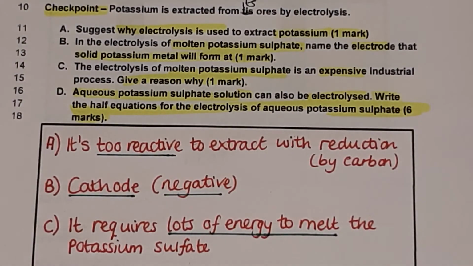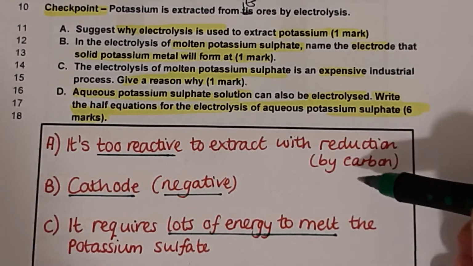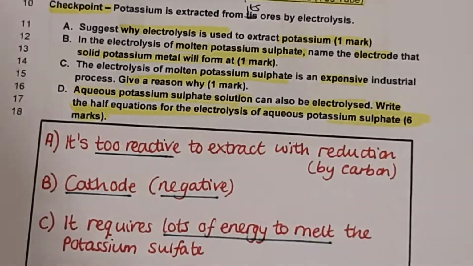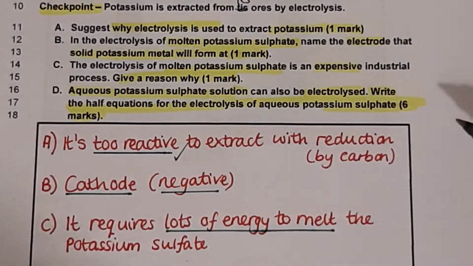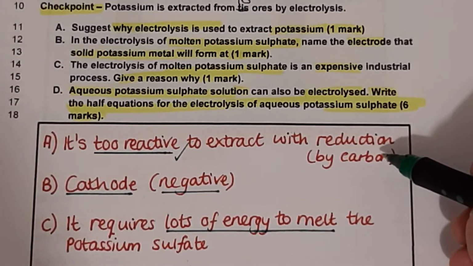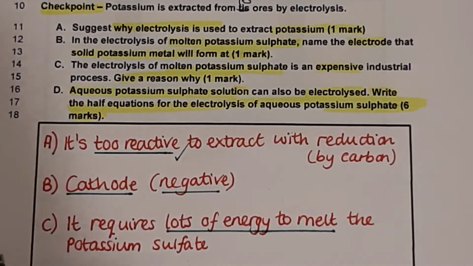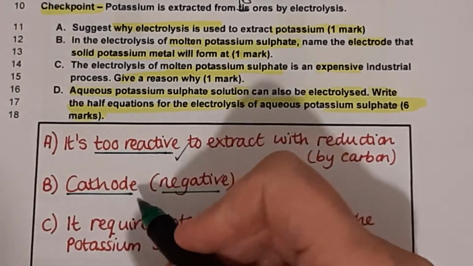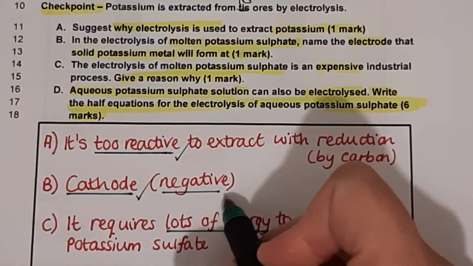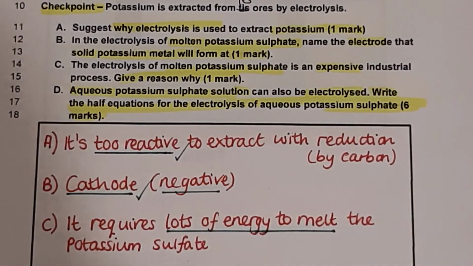Okay, so let's go through those. Question A, why is electrolysis used to extract potassium? That's because it's too reactive to extract by reduction with carbon. Anything about it being too reactive will get you the mark. It's going to react with carbon rather than being extracted by it, so it's too reactive. B, in the electrolysis of molten potassium sulfate, name the electrode that the solid potassium metal will form at. That's the cathode, or if you've written negative electrode or just negative, that's fine, you can have the mark as well.